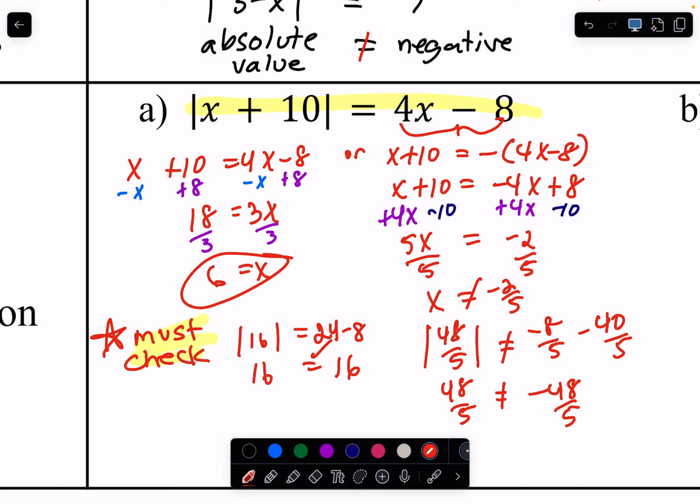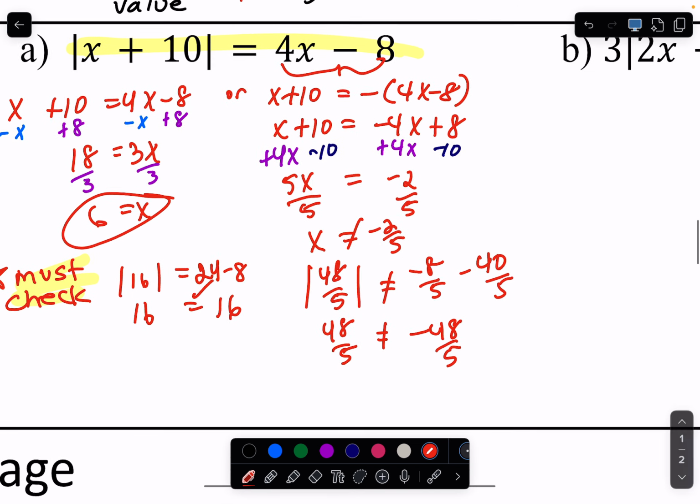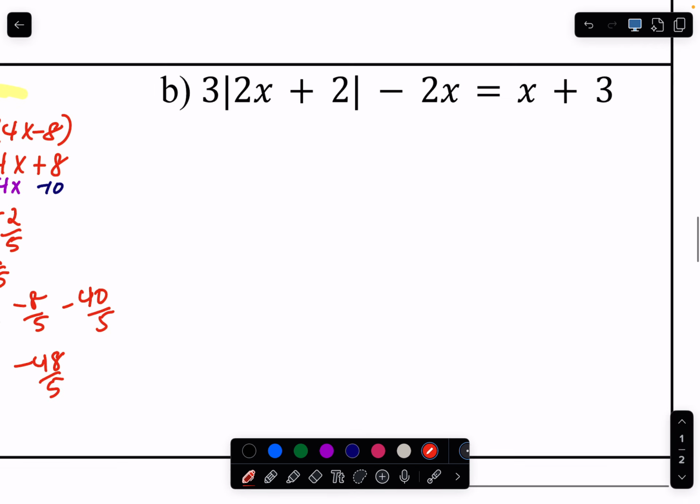There'll be square root equations you might recall from Algebra 1. You had to check them. So there are some things we have to check because mathematically you did nothing wrong, but it just doesn't work when you go to plug back in. Okay? Everybody good with A? Okay. Let's see about B.